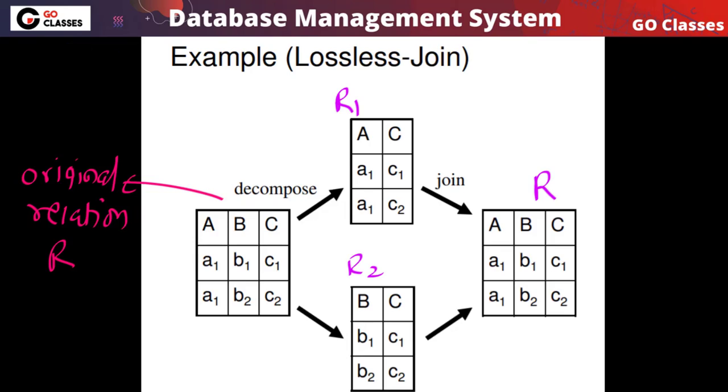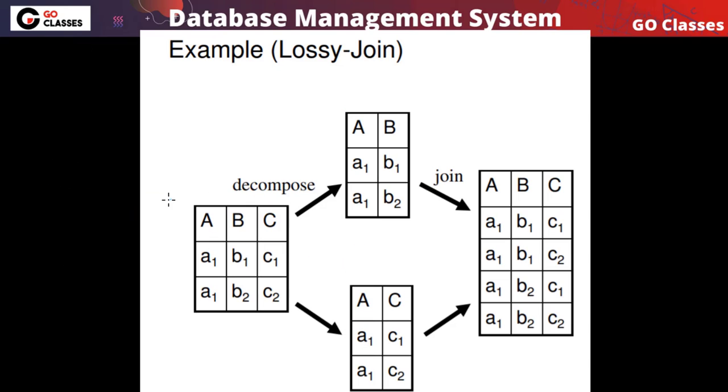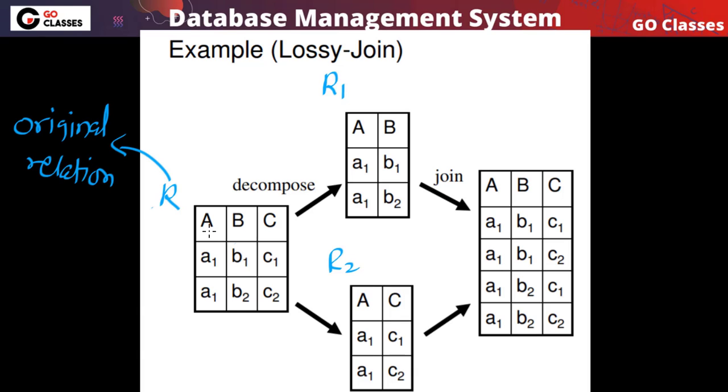Okay, so let's take another example of that. For example, this relation R, you are decomposing into R1 comma R2. Now the decomposition is like this. We are decomposing as AB comma AC. So this is the original table, I can say this is our original relation R, and we have decomposed this relation into two sub relations, R1 (A, B) and R2 (A, C).